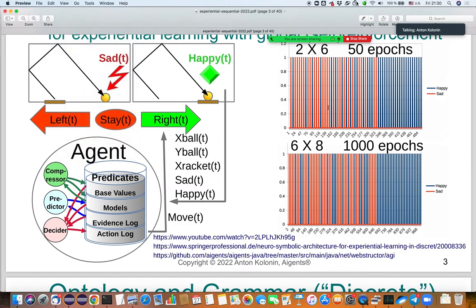Here on the screen you can see the bars. On different sizes of the battlefield, the game field, you can see the red peaks and the blue peaks. The red peaks are misses and the blue peaks are wins. Whenever it is able to win all the time, it wins without any misses.